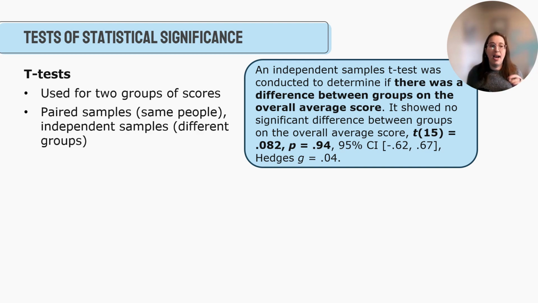But this t-test actually shows us that p equals 0.94. That is not below 0.05. That is not below 0.1. So what that means is we can say, no, there was no statistically significant difference between the groups.